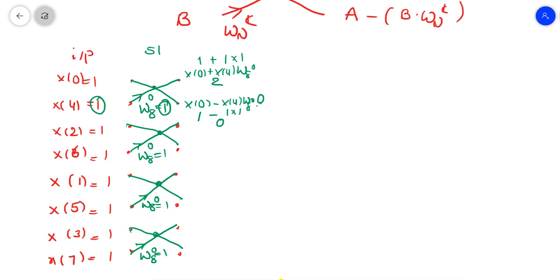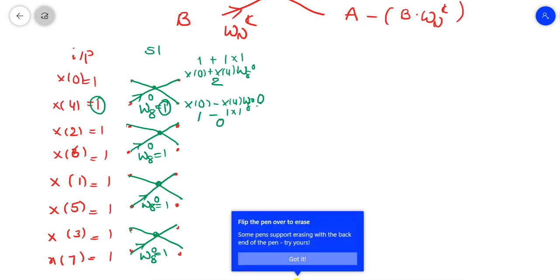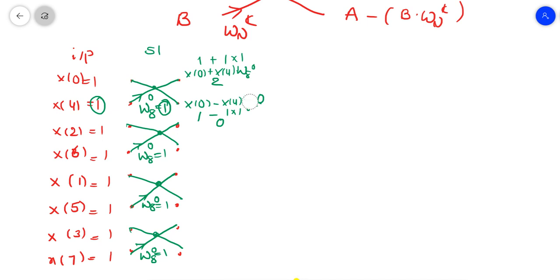Okay, now say x of 0 minus x of 4 into W8 whole to the power of 0. So that is 1 minus 1 into 1, which is equal to 0. Similarly, here also we get 2, 0, 2, 0, 2, 0. The same procedure, the same procedure.